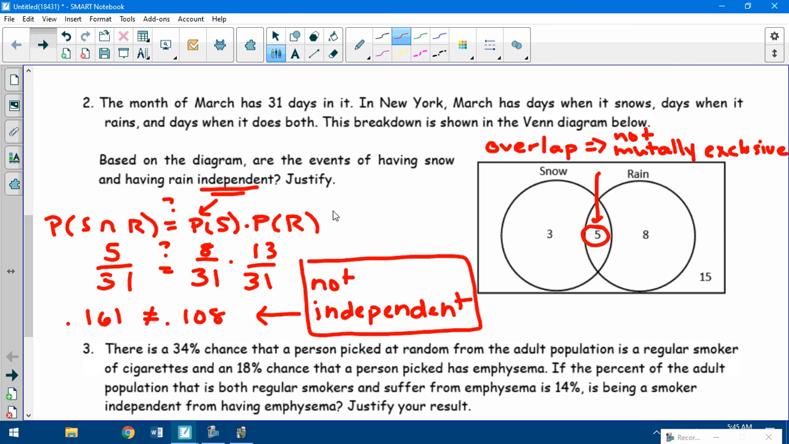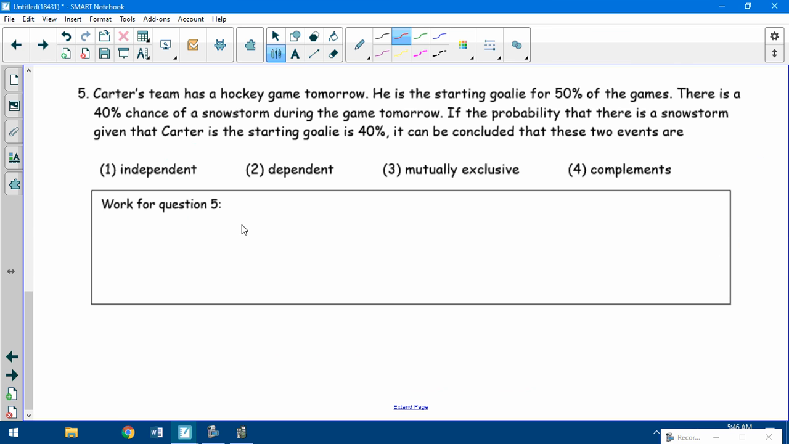The other one I wanted to do was the last question. Carter's team has a hockey game tomorrow. He's a starting goalie for 50% of the games. There's a 40% chance of a snowstorm during the game tomorrow. If the probability that there's a snowstorm given that Carter is the starting goalie is 40%, the two events are, okay, now look at given that.